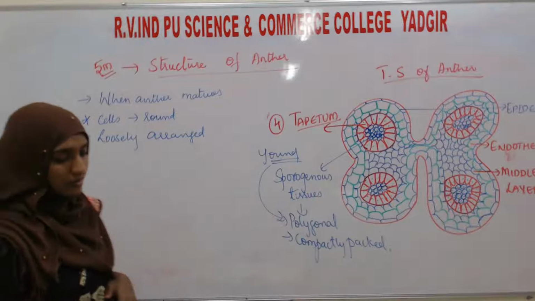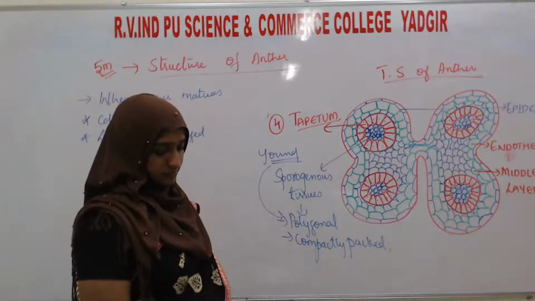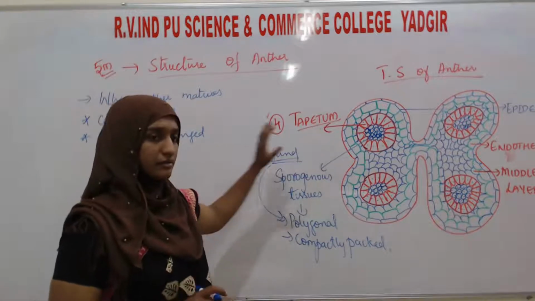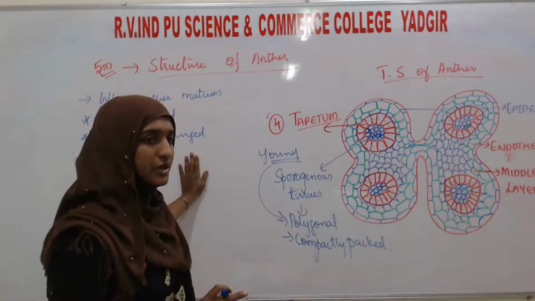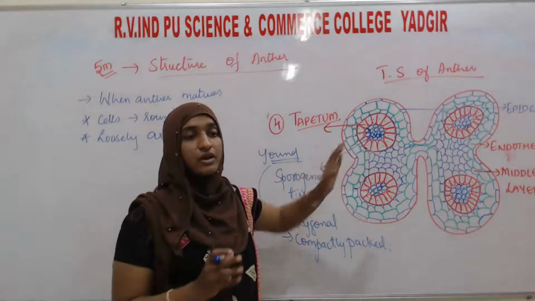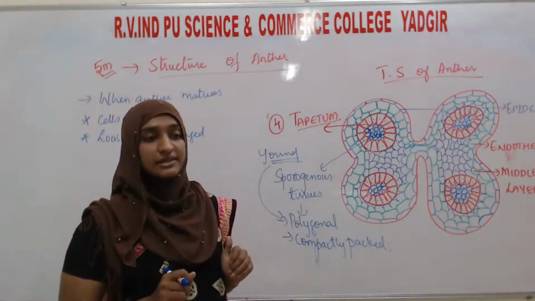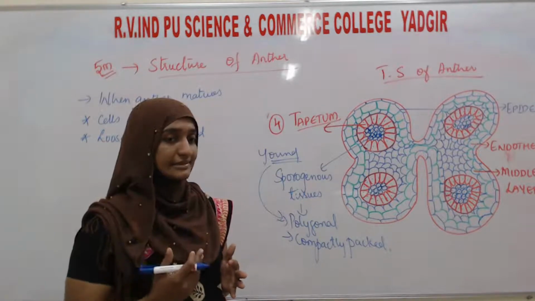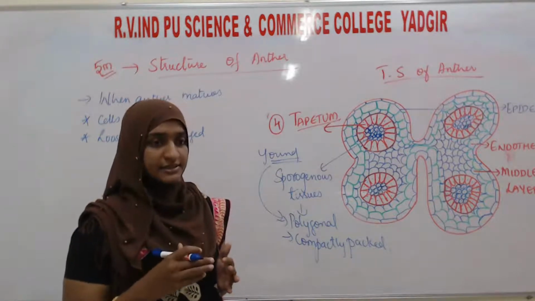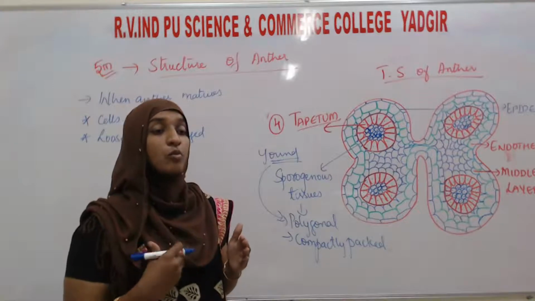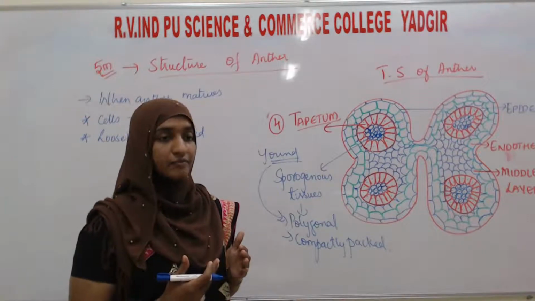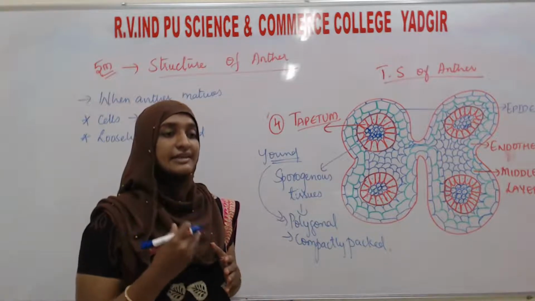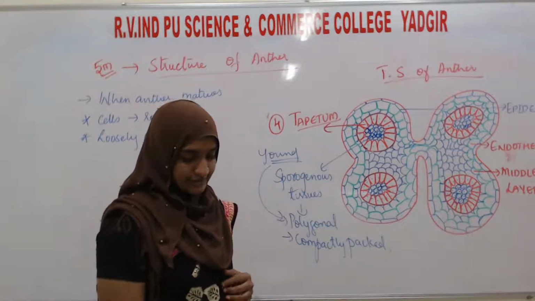Okay, the next thing that happens is, when the cells are loosely arranged, the size of the pollen sacs is going to increase. Why? Loosely arranging the cells requires more space or more area. That is the reason the pollen sac size is going to increase.